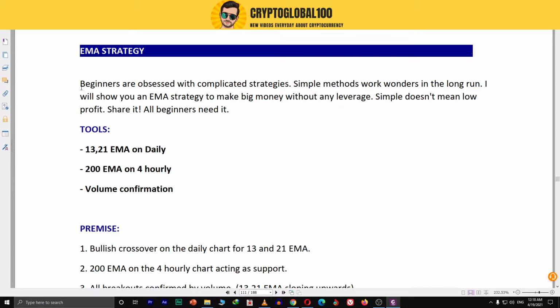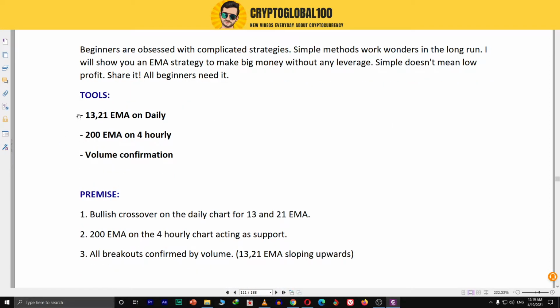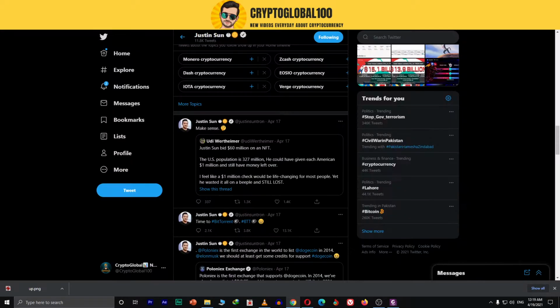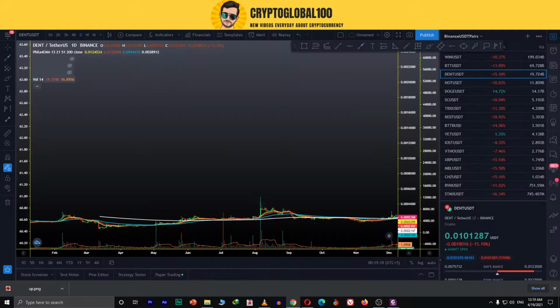So I'm gonna read this out. What we are starting with is an EMA strategy to make money without any leverage. So what are the tools required? We need the 13 and 21 EMA on daily and the 200 EMA on the 4 hourly. So we're gonna go to the chart.